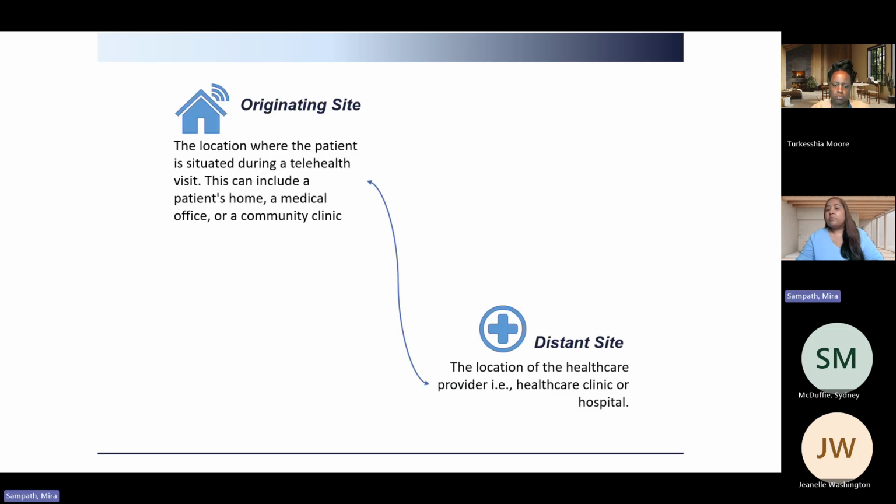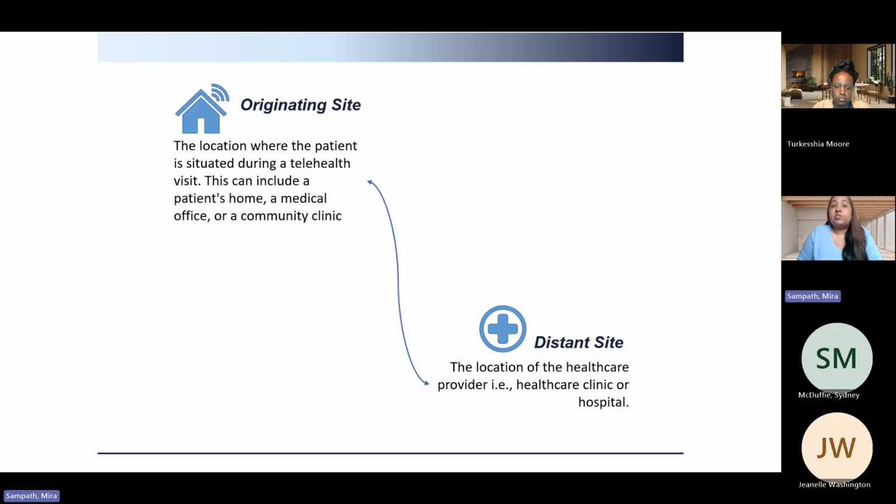So here we have two more terms that will be really important for you to know, which is the originating site and the distance site. The originating site is the location where the patient is situated during a telehealth visit. Of course, this can include many different locations depending on the patient, including their home, a medical office, or a community clinic. This would also include telehealth hubs.